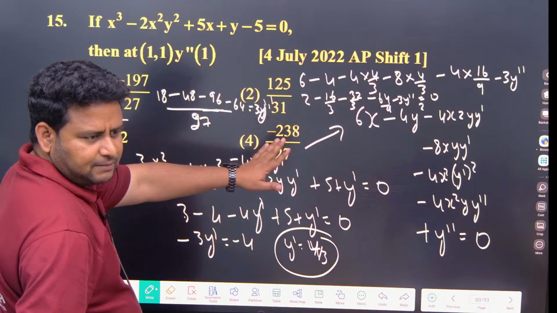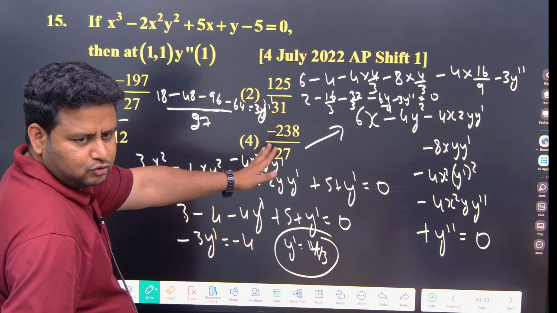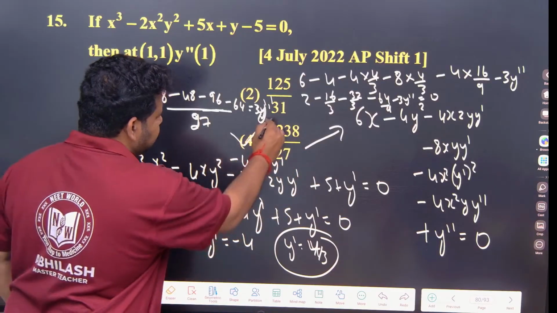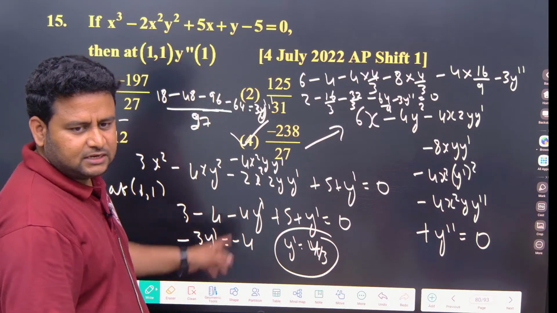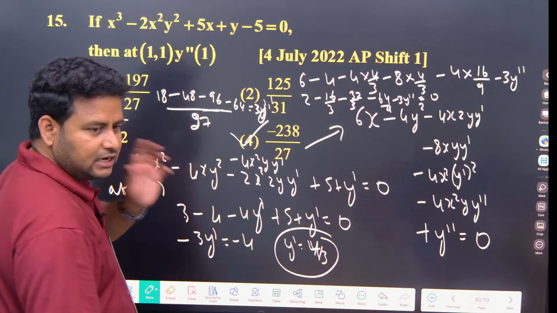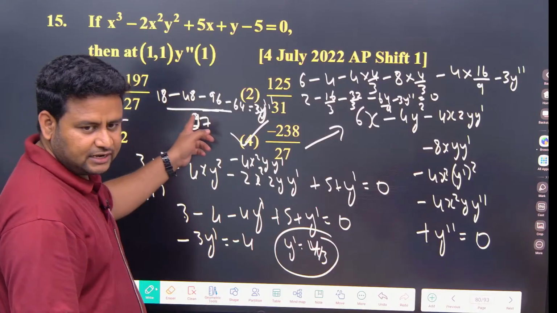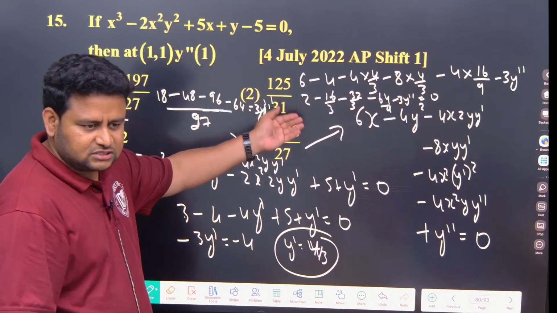Anyways, you understood the approach, right? You understood how to do it. Here you have to put the values correctly and you have to get the answer. The answer will be the fourth option, minus 238 by 227. Okay, you do it by yourself. This is calculative, I understand, but the concept is simple.